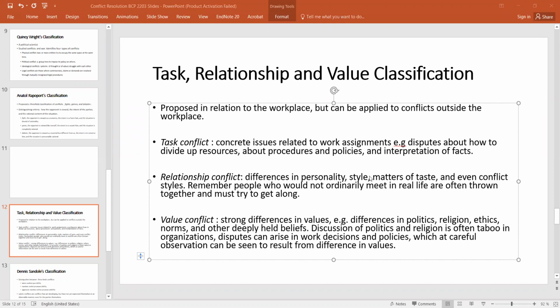Then we have value conflict. This happens a lot in politics, in religion, those things that we believe in. A lot of workplaces do not allow discussions about religion and politics, but still people might disagree, okay, on issues around work. It seems they are disagreeing around work, but in actual sense, they are disagreeing because of their values.